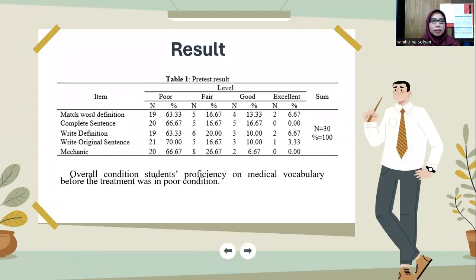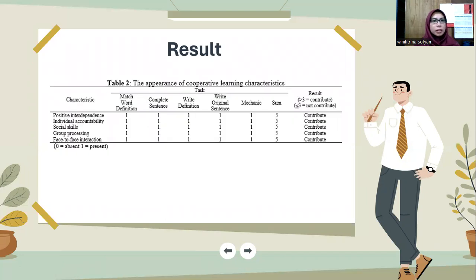We have the result. The first result in here is the pretest. The overall condition of the students' proficiency before the treatment on medical vocabulary learning was poor. We can see that almost all students were in poor condition. And the result of the appearance of cooperative learning during teaching: the positive interdependence, individual accountability, social skill, group processing, and face-to-face interactions were successfully appeared.